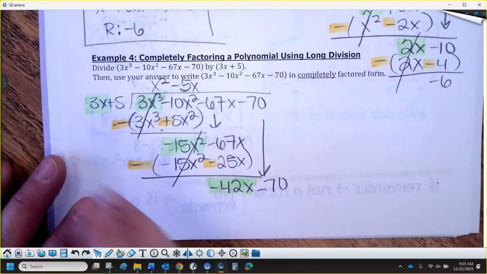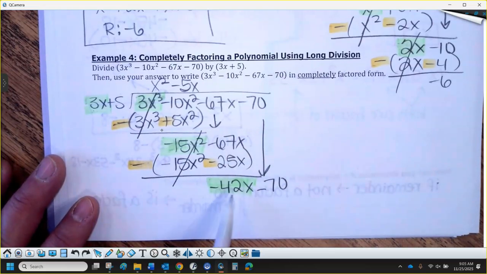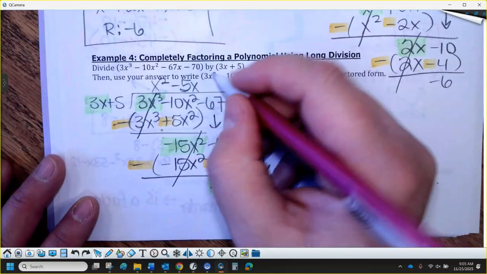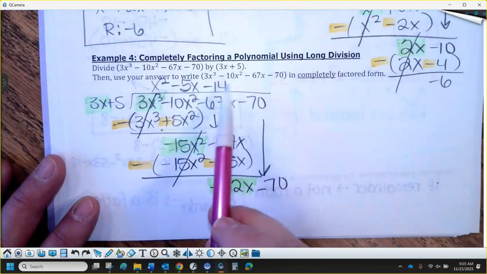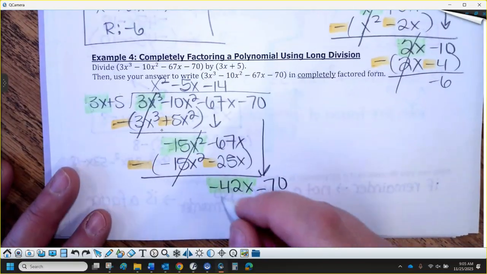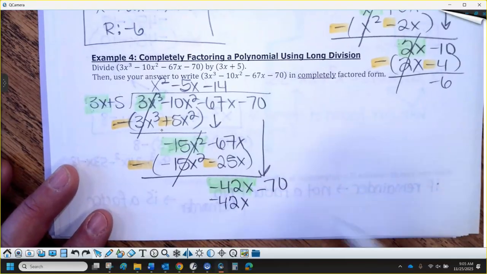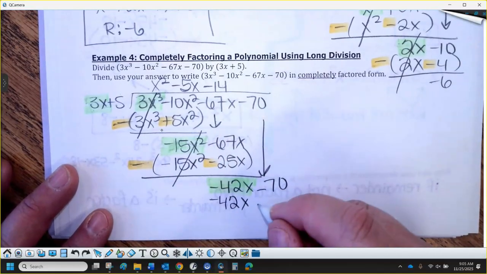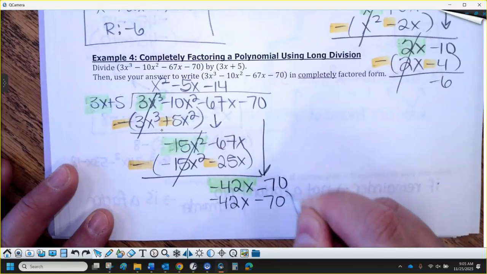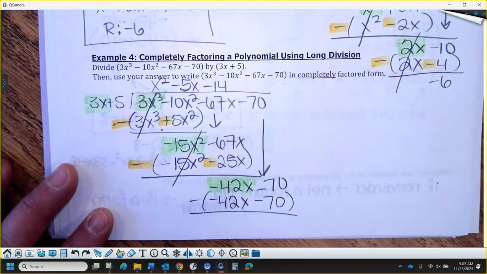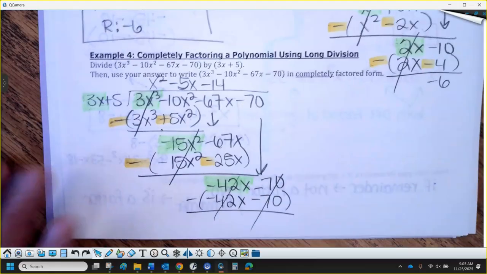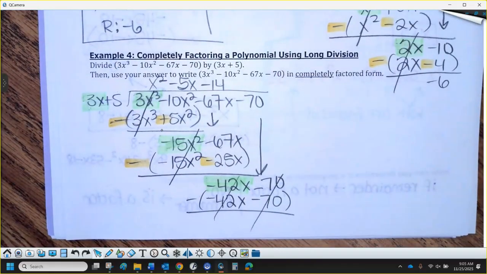So these both already have an x, so if you're not sure, take that number, divide it by 3, and then you can figure it out. This should be negative 14. Okay, negative 14 times 3 is negative 42, and that has an x with it. Negative 14 times 5, awesome, is negative 70. So that exactly matches, so when I subtract that from itself, everything cancels, there's no remainder.